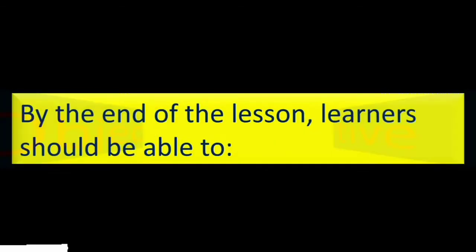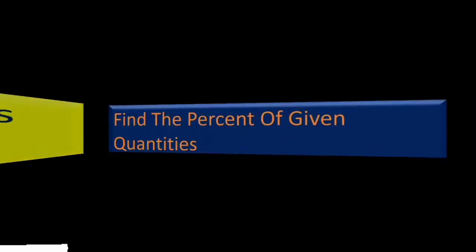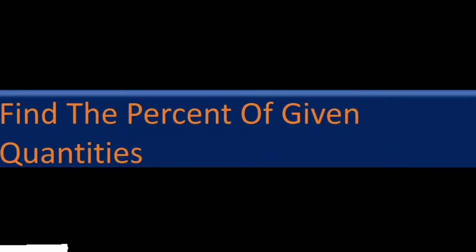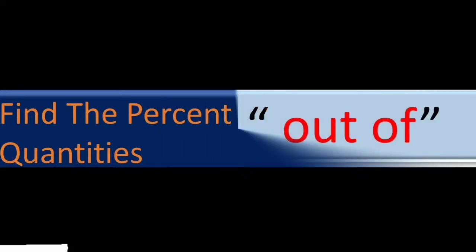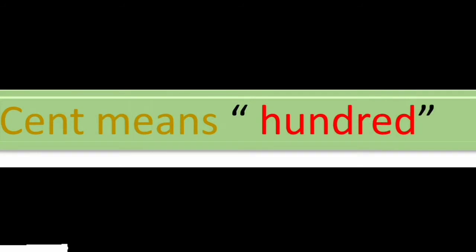Our objective for today is, by the end of the lesson, learners should be able to find the percent of given quantities. Let's look at these terms. Per means out of. Cent means 100. So when we join per and cent together, it becomes one word, percent, which means out of 100.